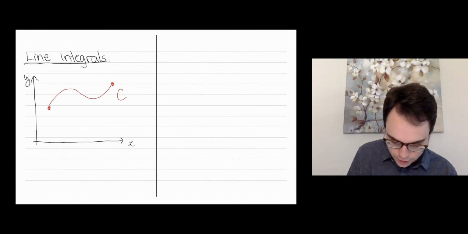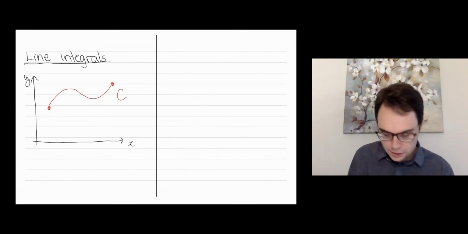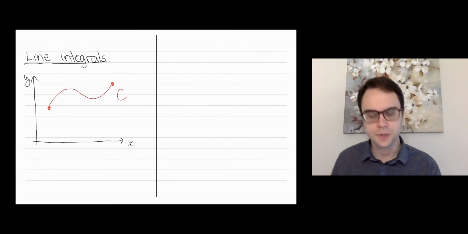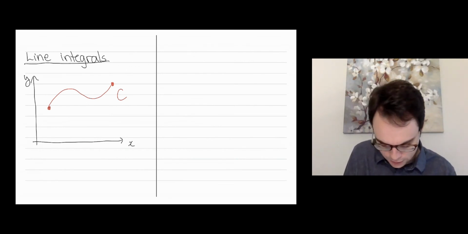So here's how. The length of C is defined like this. It's defined by a kind of Riemann sum. It's a special case of a Riemann sum. So the length.